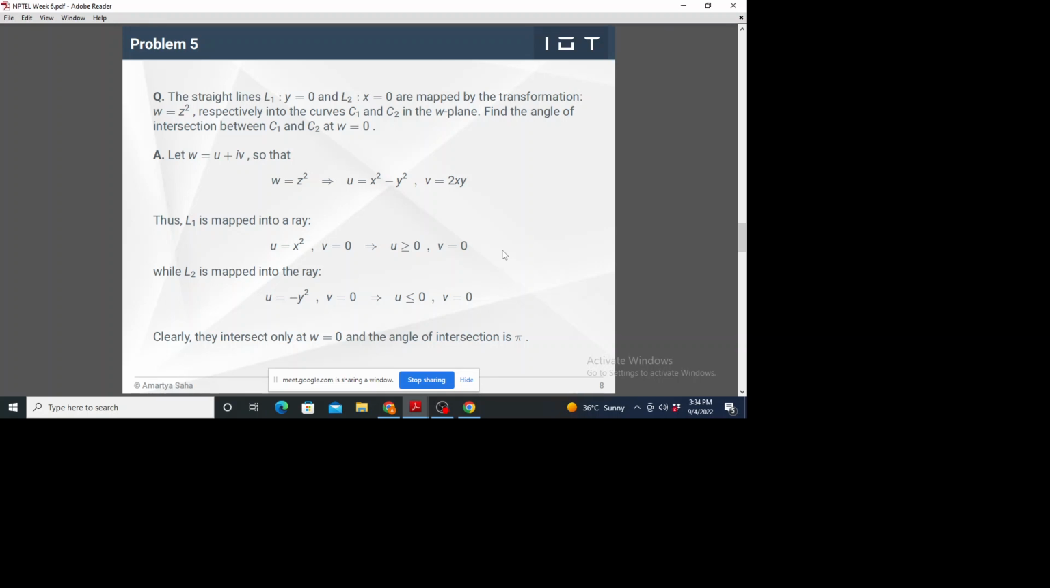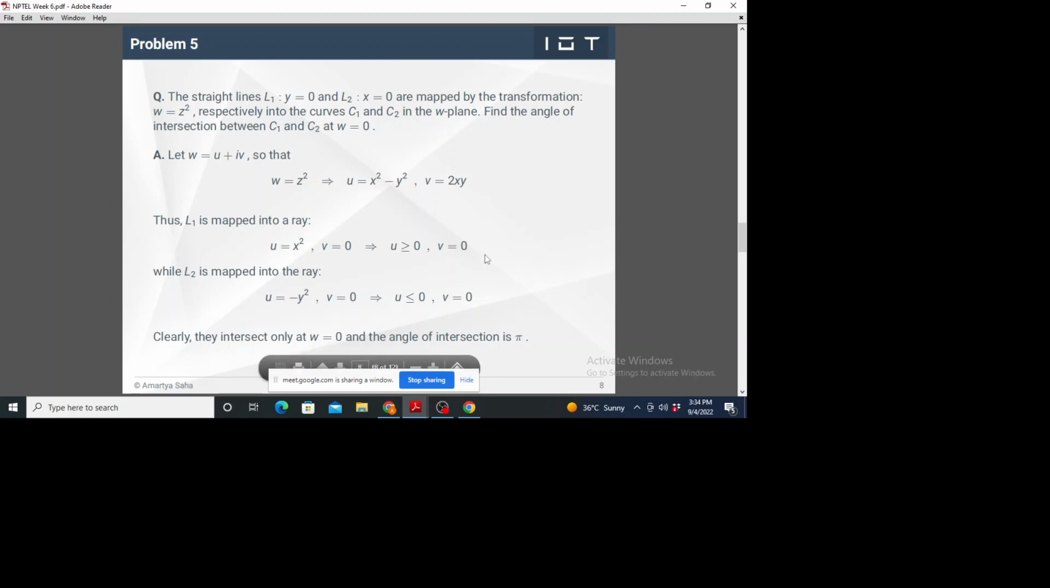Will you call them parallel? I don't think so, because if you treat them as two vector quantities, their direction will be exactly opposite, right? So that is why the angle of intersection will be pi. Had the sense of the direction been the same, the angle of intersection would have been 0. But here, since the two rays are being emitted in two exactly opposite directions, the angle of intersection will be pi.